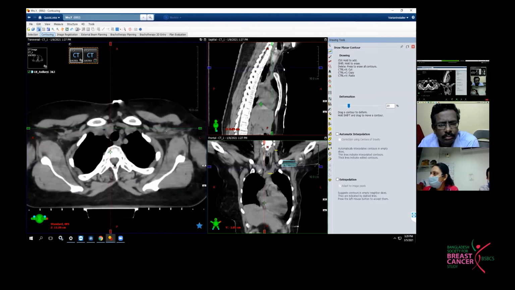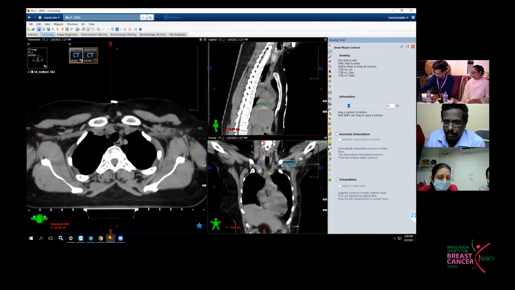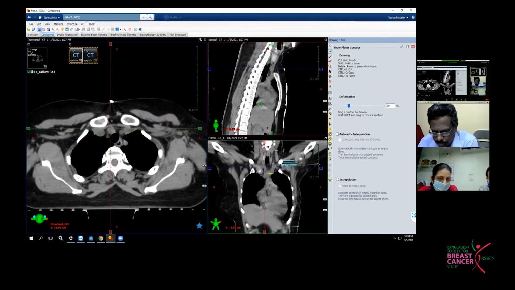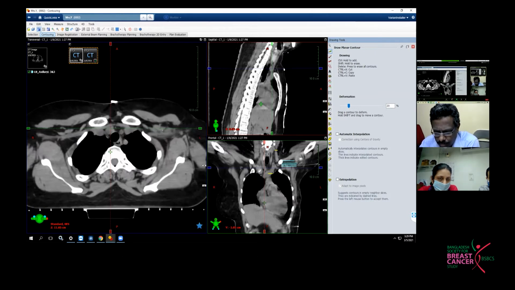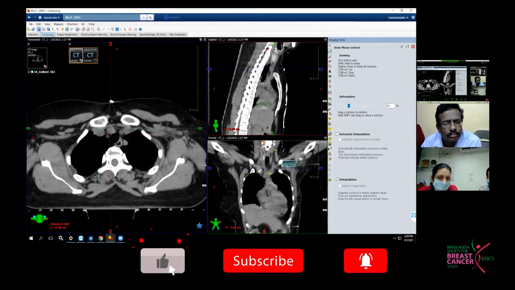Now we can see the axillary vessel here. When the axillary vessel crosses the medial edge of the pectoralis minor muscle, that will be the caudal border of axillary level 3. And from there, axillary level 2 will start.